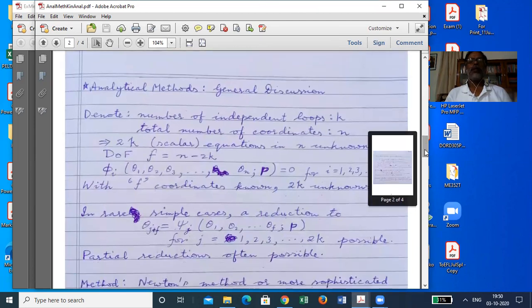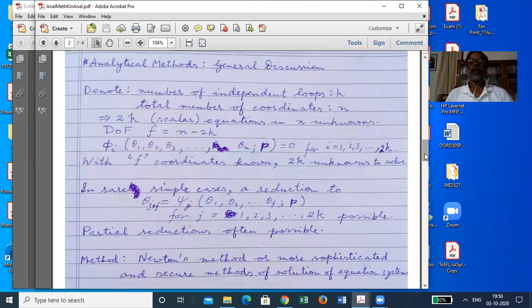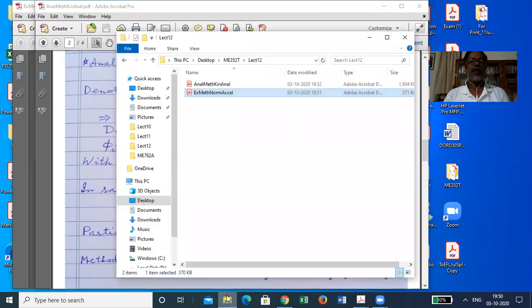Okay, now analytical method, general discussion. Why do I say general discussion here? Because in 2 rounds earlier, we have actually discussed the analytical methods in some context. Once originally in the context of position analysis, and then once in the context of velocity analysis also, we have discussed it. I would just quickly remind you.